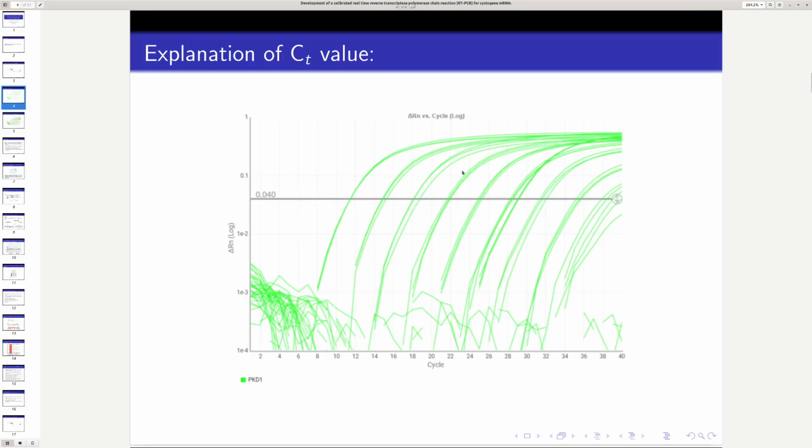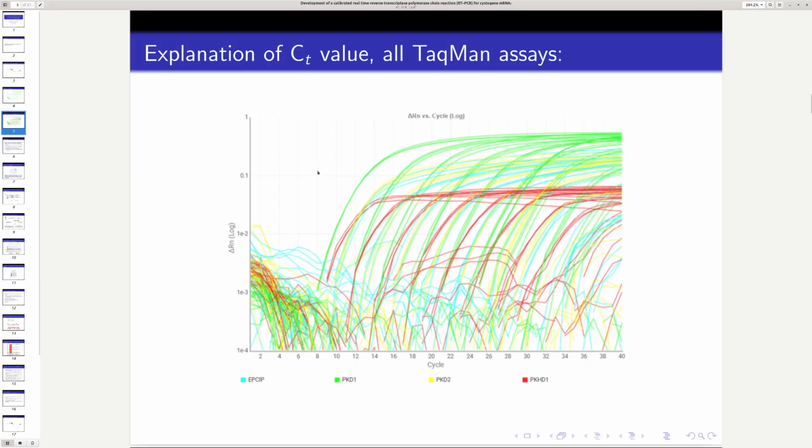Now we're not just going to do it with one color on one gene. We're going to do it with 4 different colors, and this is what you get. We're looking at EPSIP, which is that C21orf62 gene, Pkhd1, Pkhd2, and Pkhd1. And here you can see they're all kind of overlapping, and they're all reaching a threshold roughly together. So this is really what you want. So in one tube, you can actually measure 4 different messages.